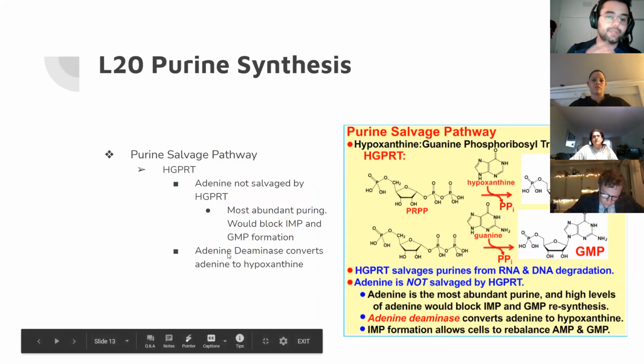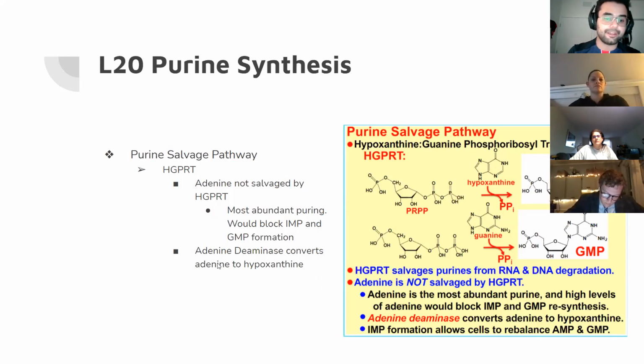But the good thing is we do have a way to salvage some of our adenine, which is through adenine deaminase, which converts adenine to hypoxanthine, which is also really important in, for example, reforming PRPP into IMP. So this is one way that we can salvage a lot of the purines that we get through digestion, through protein turnover, and stuff like that.